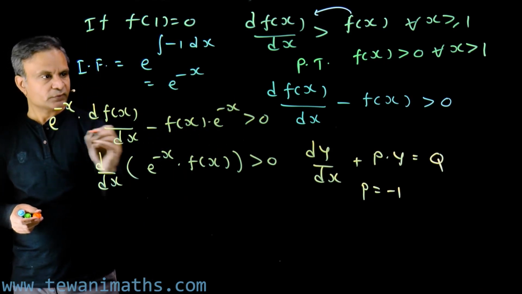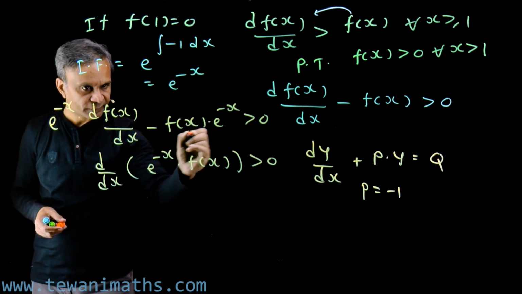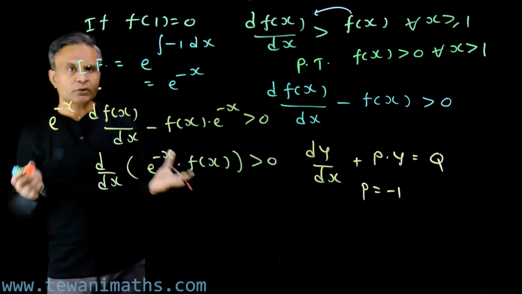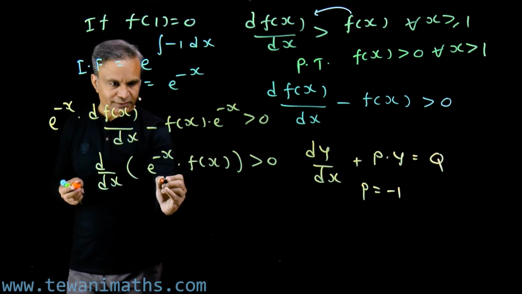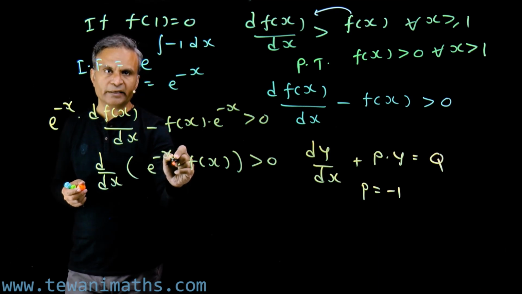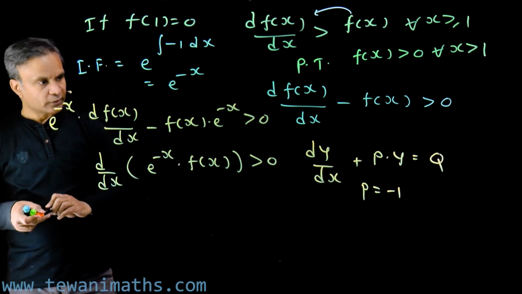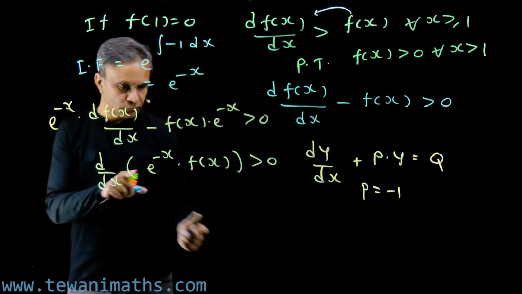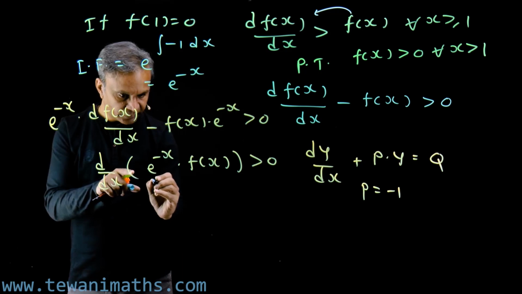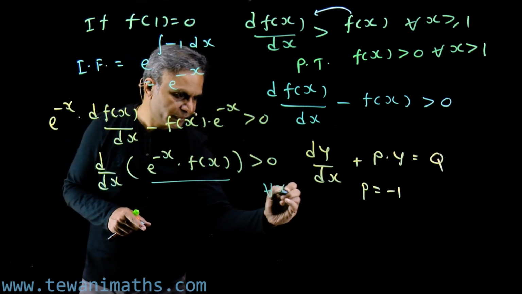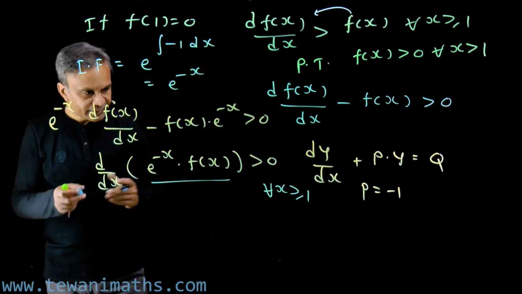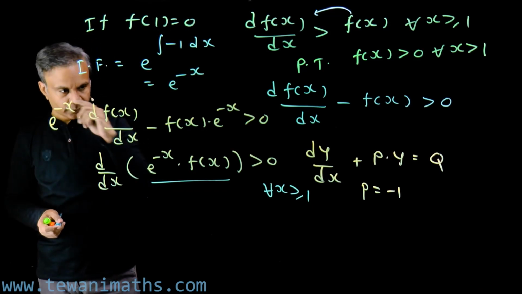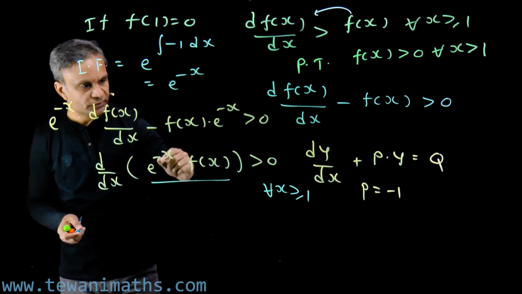e power minus x, here we have its derivative, and we have your function f(x), then here we have its derivative. Using the product rule, the LHS is the derivative of e power minus x into f(x). Now this is greater than 0, for all x greater than or equal to 1. What you can say from the monotonicity point of view is that the derivative of this function is positive.